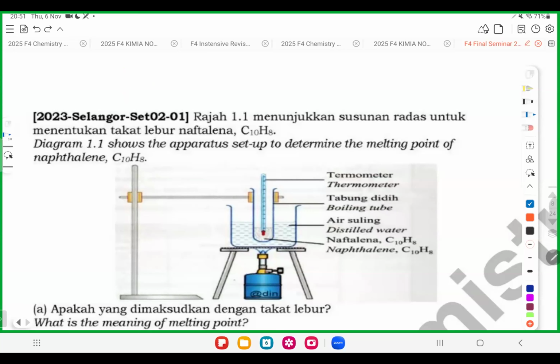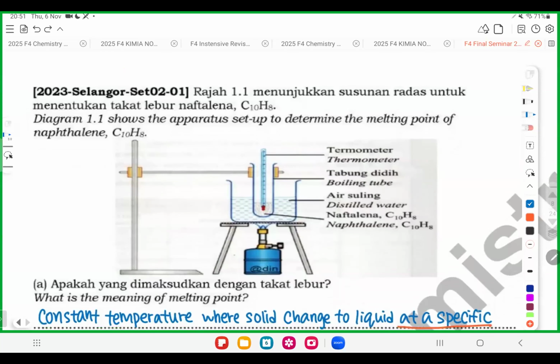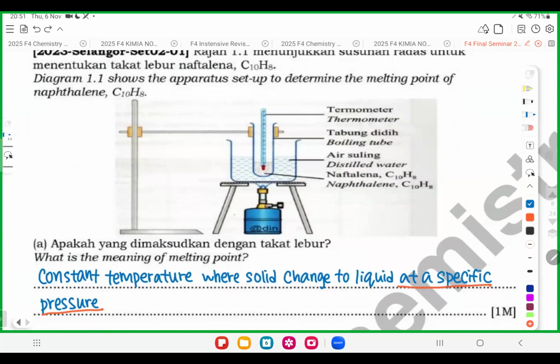This substance melts at 40 degrees Celsius. That substance melts at 70 degrees Celsius. It is a temperature, and this temperature never changes, it is a constant temperature. So melting point is a constant temperature where solid changes to liquid, and you must mention at a specific pressure. Many students will never write at a specific pressure. So melting point is not a point. Melting point is a constant temperature where solid changes to liquid at a specific pressure. If you don't want to use the word specific, you can write particular, at a particular pressure. If you didn't write the pressure, you don't get the mark at all.